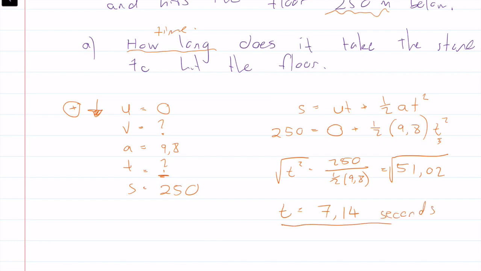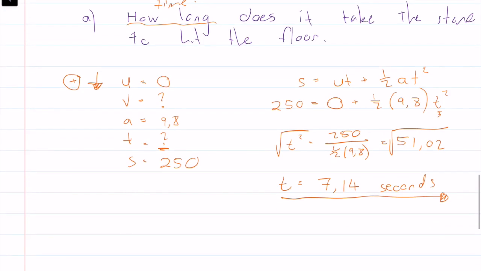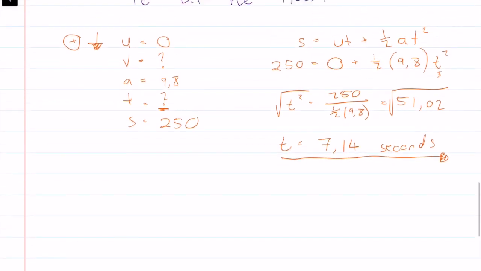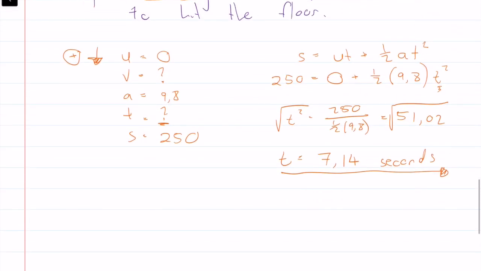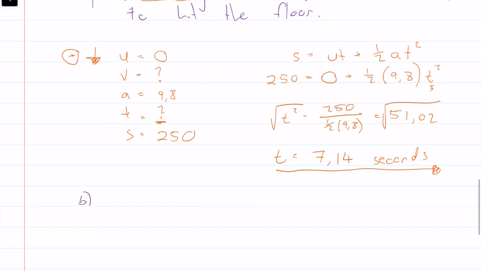Okay, so we get T, and that's the end of that. Something like this is probably worth 3 marks maybe in an exam. Not too sure, but yeah. Okay, so obviously the next question, we've already calculated T, 7.14.